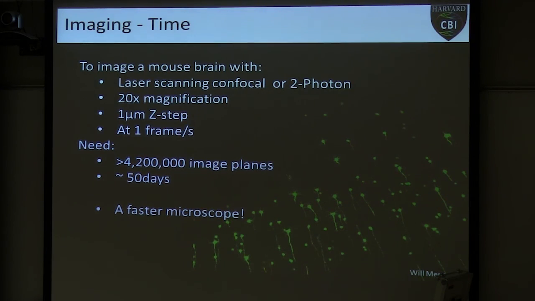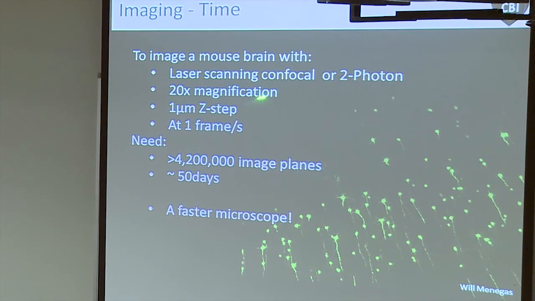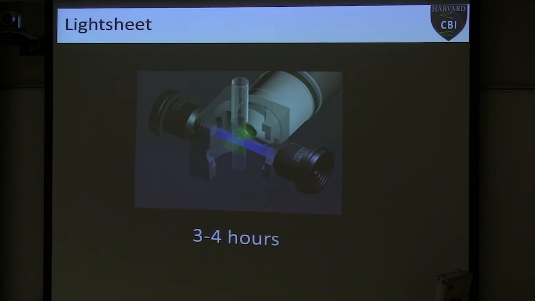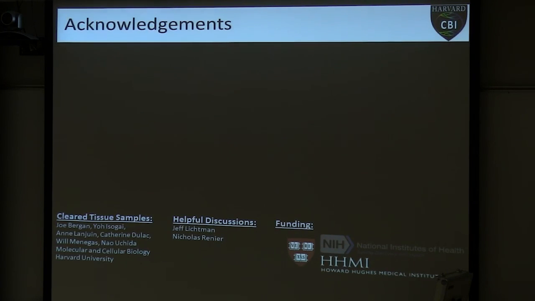But if you did want to image this on a standard confocal or 2-photon, if you wanted to image an entire mouse brain, 20x magnification, 1 micron z-step, imaging at about a frame per second, takes over 4.2 million images. It's going to take about 50 days to image it. So what you really need is a faster microscope. A light sheet microscope takes 3 to 4 hours. And we have now come full circle. So I'm done.